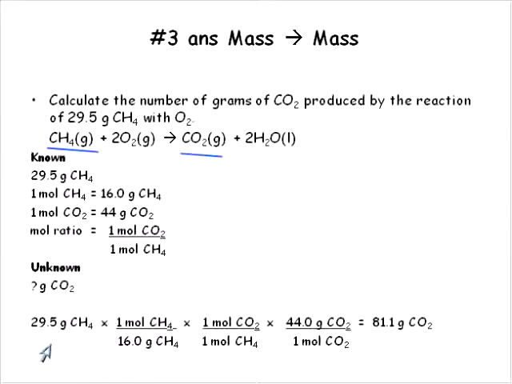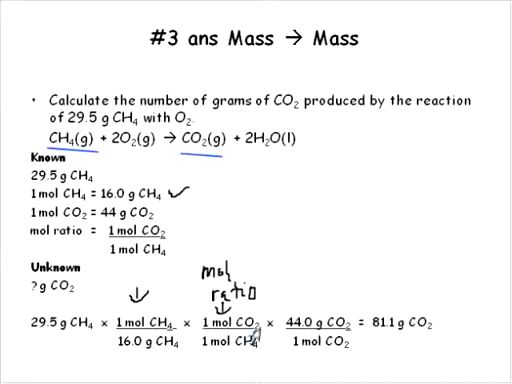So we start with our given. The given is in grams, and we have to convert to moles. So here we use the molar mass, and we got that from right over here. 1 mole of methane equals 16 grams, so we use that. Here's our mole ratio, and we have that right here. In the next step, we convert moles of carbon dioxide to grams. 1 mole of carbon dioxide is equal to 44 grams.